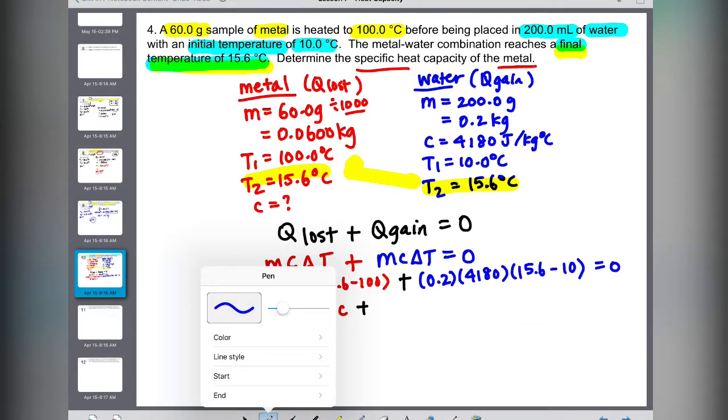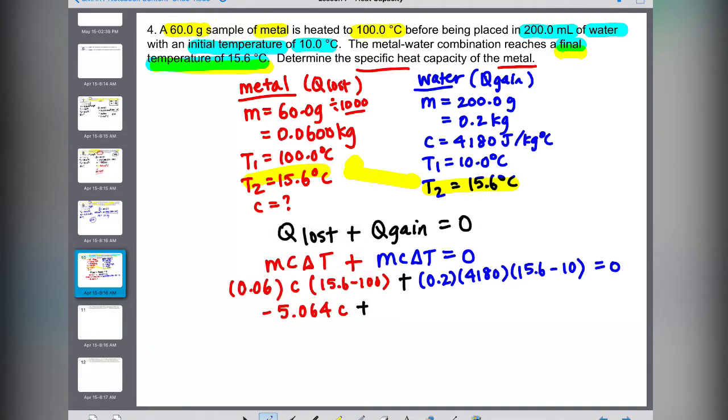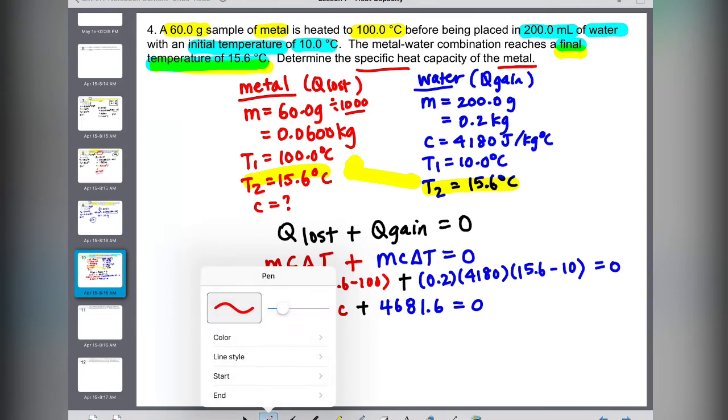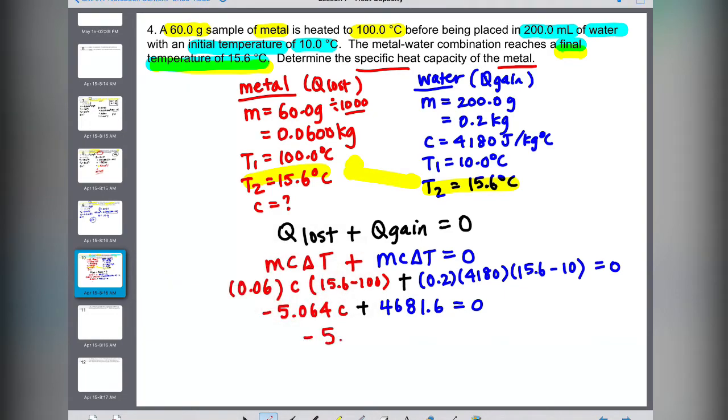So punch everything in the calculator. 0.2 times 4180 times bracket 15.6 minus 10, 4681.6 equals to 0. I'm going to bring the blue over to the other side, and now it becomes a minus. So I'm going to keep the red.